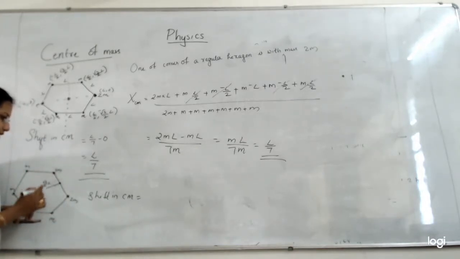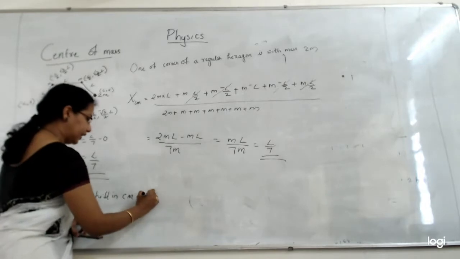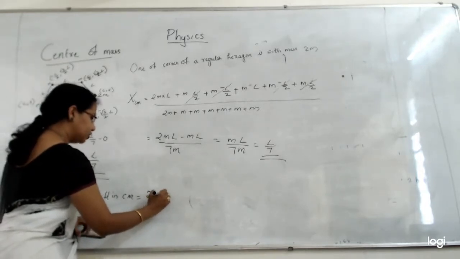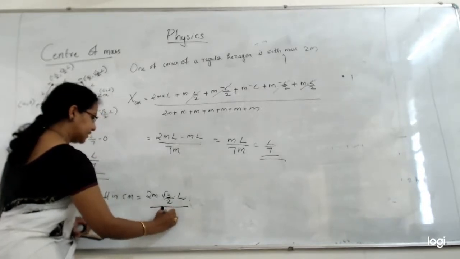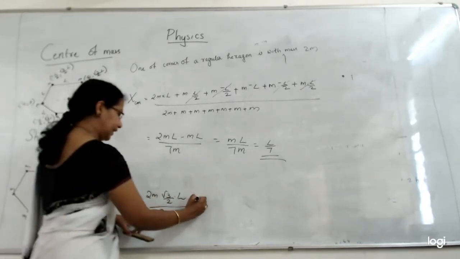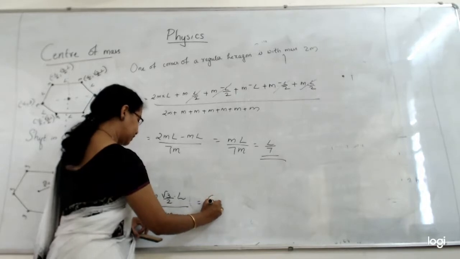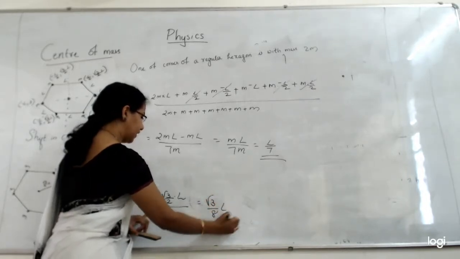What is the mass here? Here also 2m, here also 2m. And the distance is root 3 by 2. So here, both the masses we are adding. So I can just write it is 2m into root 3 by 2 of L, by the total mass, which is 8m. The 2 will get cancelled. So the answer is root 3 by 8 of L.